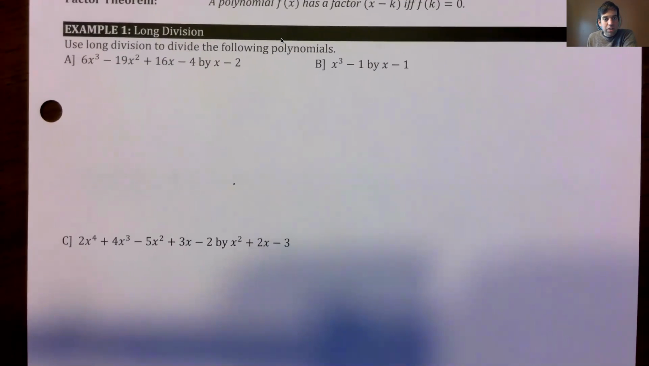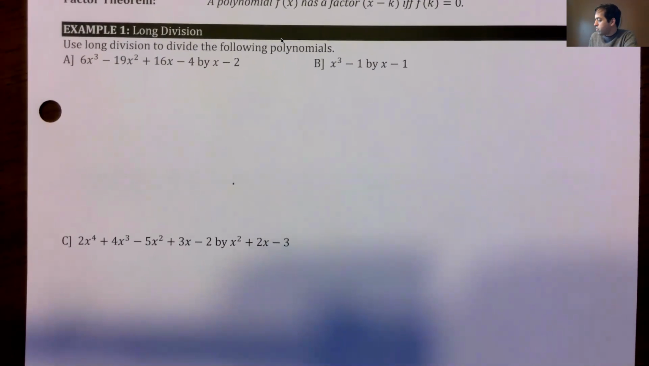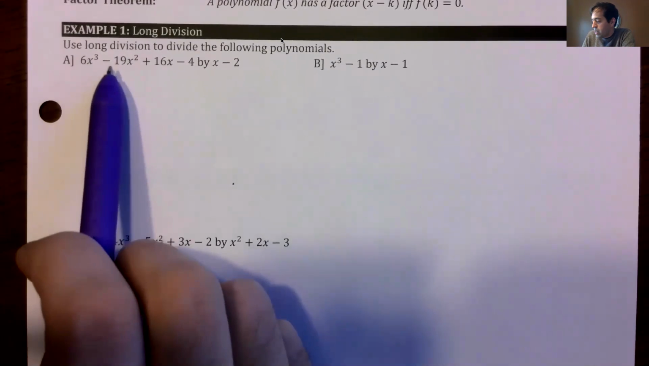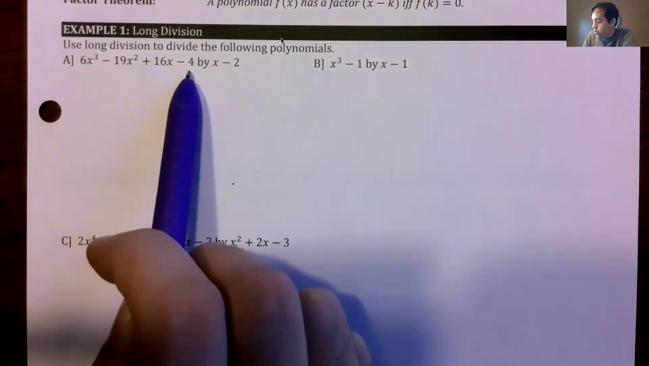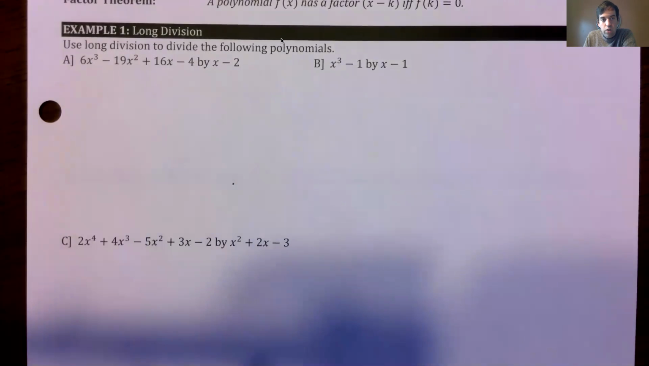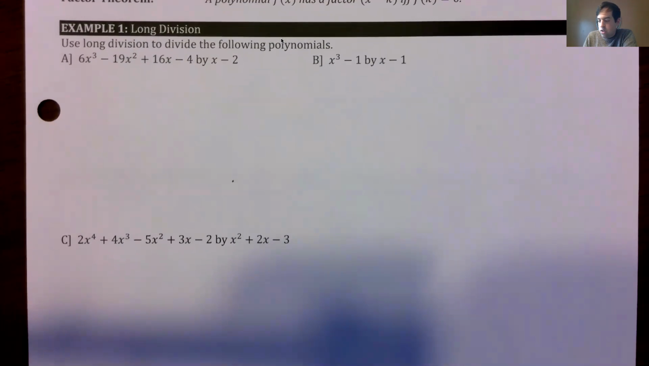So we're going to use long division to divide the following polynomials. First up, 6x cubed minus 19x squared plus 16x minus 4, and we're dividing that by x minus 2. So I do encourage you to write fairly small here because we are going to need a lot of this space. But let's start out.